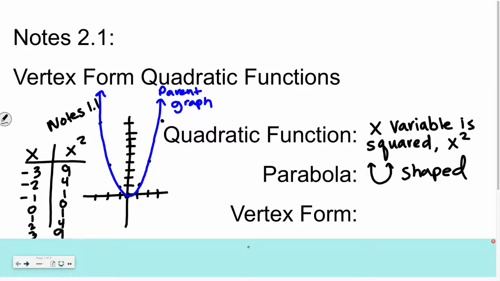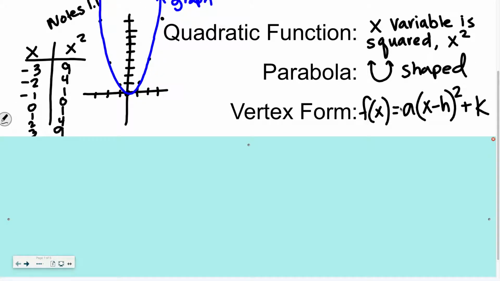Okay. But of course in Chapter 2, we're going to be graphing things that are transformations of our parent graph, and that's where vertex form comes in. So our vertex form looks like this: f of x equals a, not times the absolute value, I'm working in Chapter 1 right there, a times the quantity x minus h squared plus k. So hopefully you're looking at that and thinking, oh, a, h, and k, that seems familiar to me.